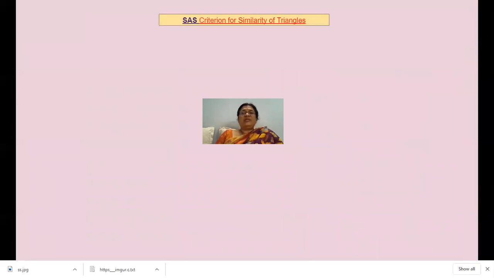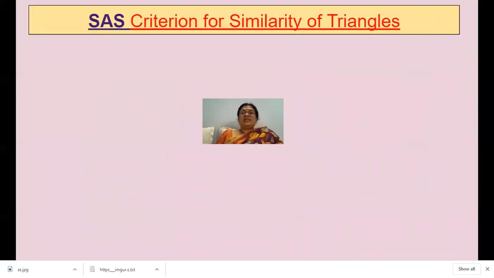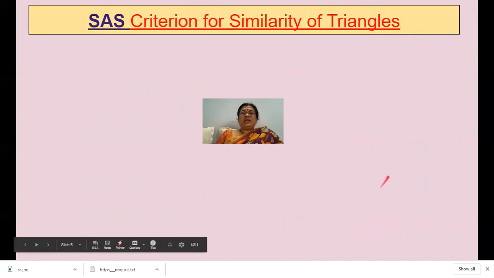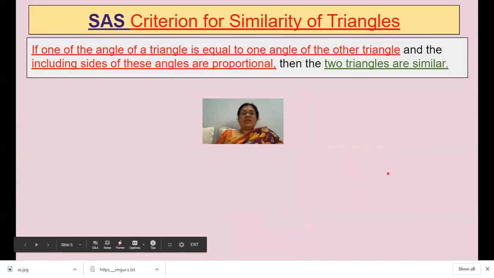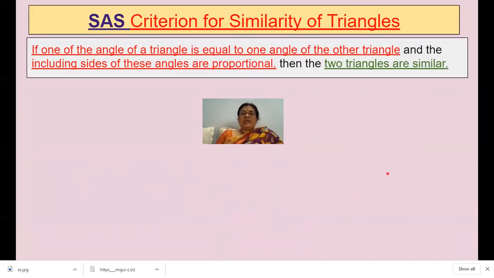One more criterion: the side angle side similarity of triangles. If one angle of a triangle is equal to one angle of another triangle, and the sides including those angles are proportional, then you can say that the two triangles are similar with each other.